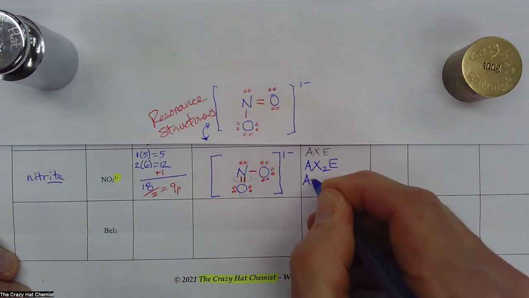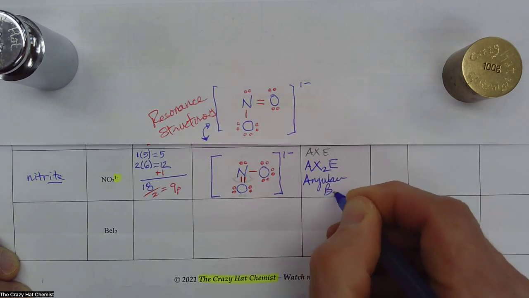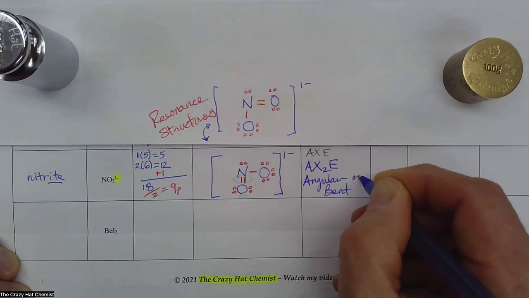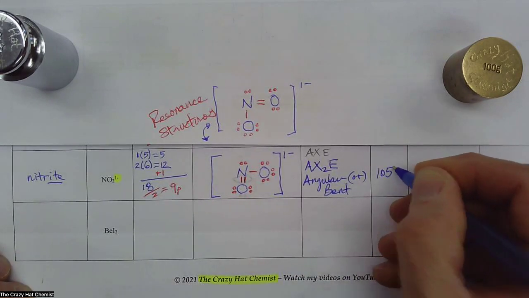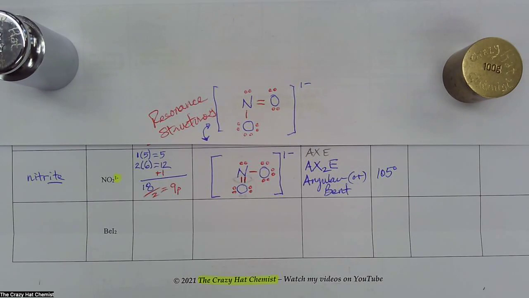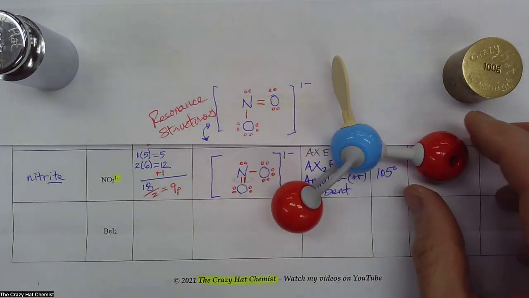So angular or bent. You don't have to write both of these, you just need one of them. The bond angle is 105. And then, is this polar or nonpolar? Well, we've got to build the model to figure that one out. And here is the model for nitrite.